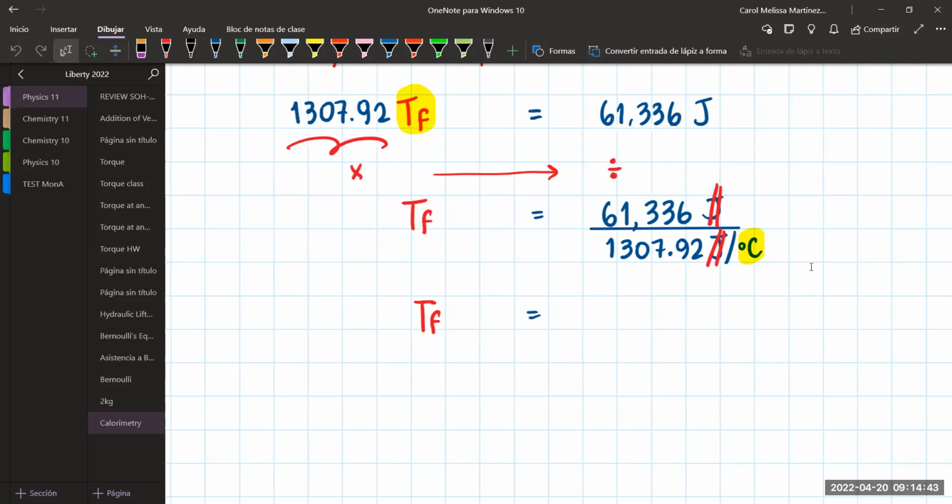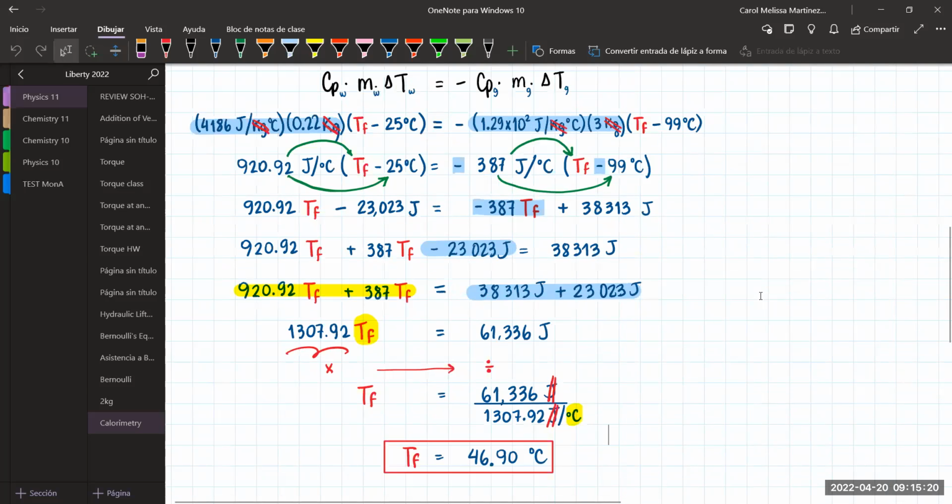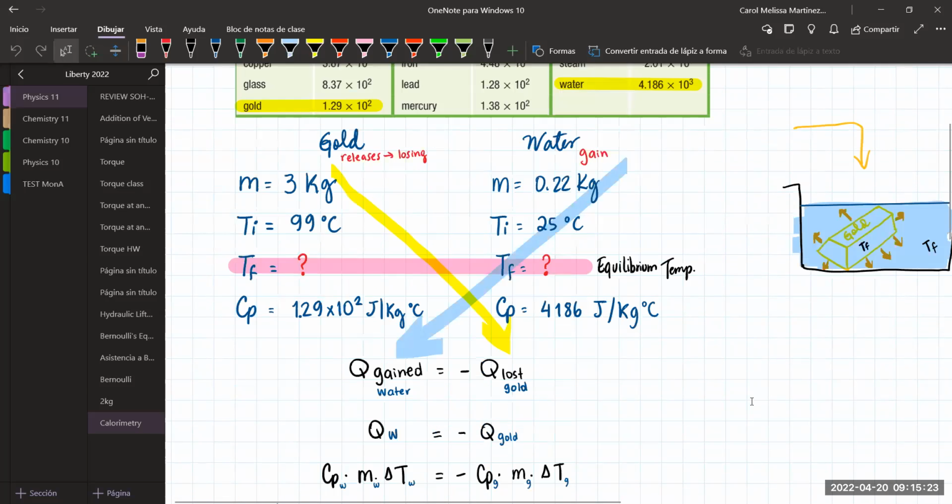TF, therefore, is equal to the division, 61,336 by 1,307.92. How much is this? 46.90. And these are going to be Celsius. So, the equilibrium temperature after putting together the gold bar and water was 46.90 degrees.